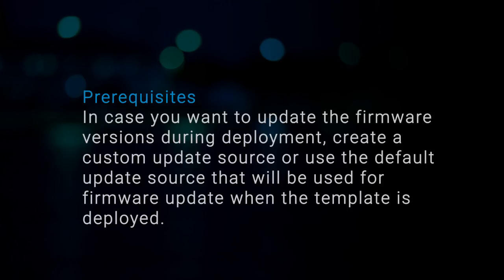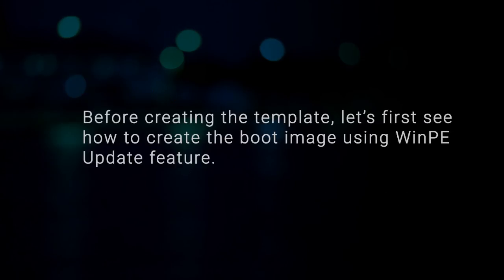Create an unattended ISO from Boot Media Creation. In case you want to update firmware versions during deployment, create a custom update source or use a default update source that will be used for firmware update when the template is deployed. Before creating the template, let's first see how to create a boot image using the WinPE update feature.